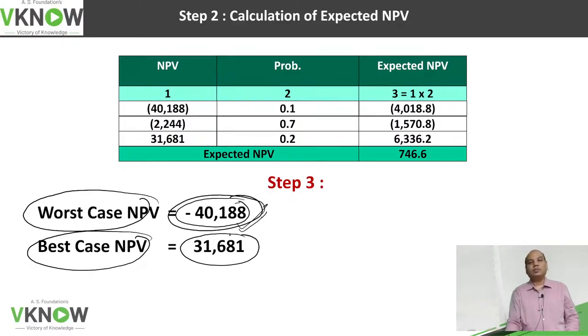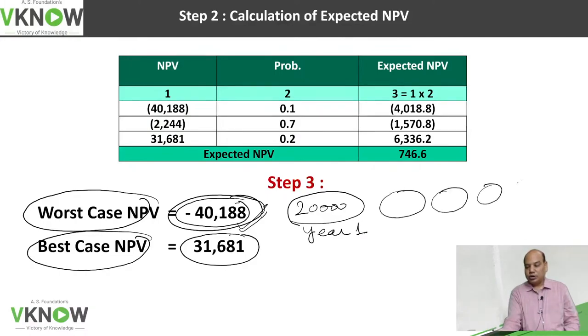So if cash flows are perfectly correlated over time, which means if you get the lowest cash flow 20,000 in year 1, you will get 20,000 in all the years. You will get 20,000 negative in all the 3 years. Okay.